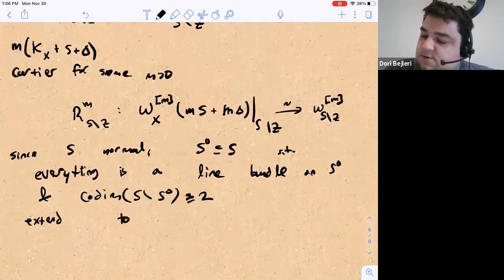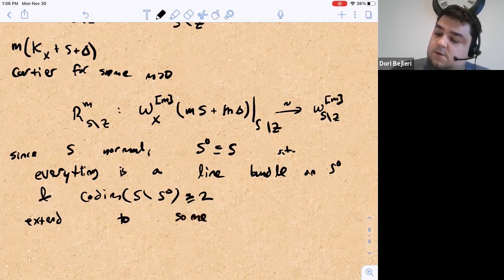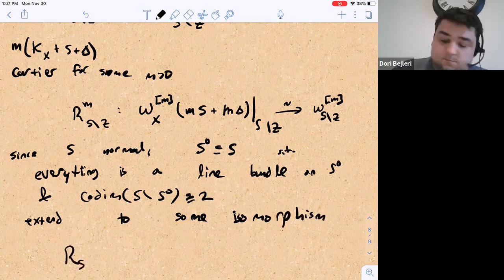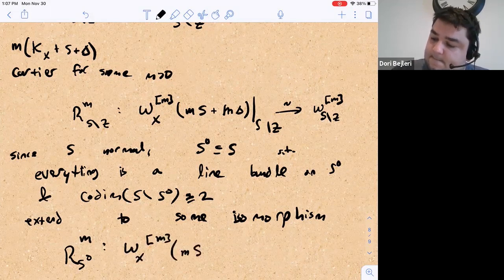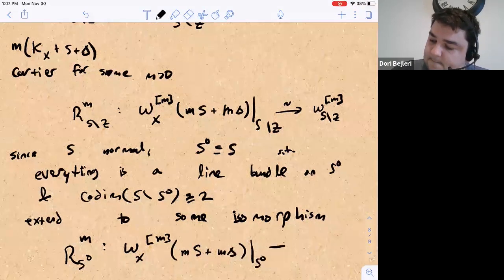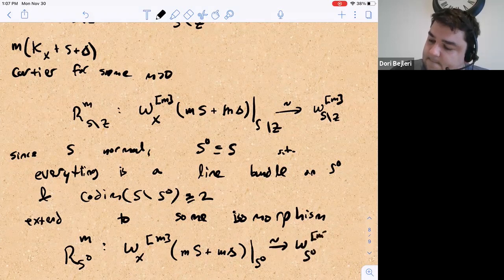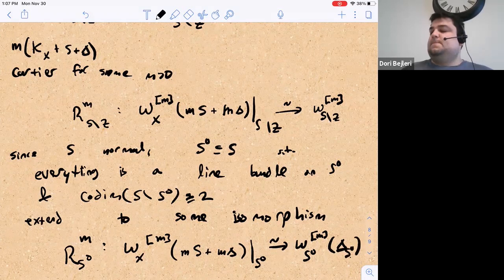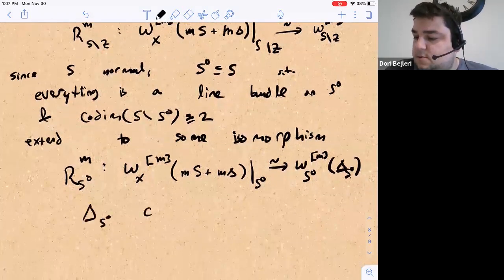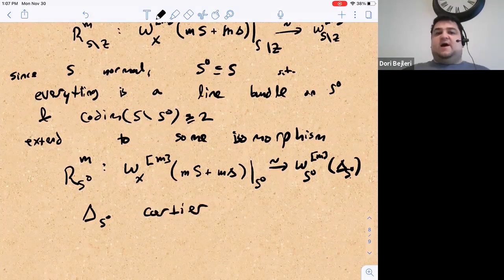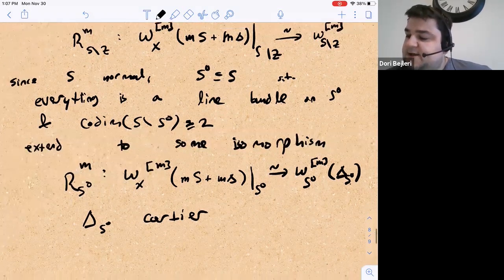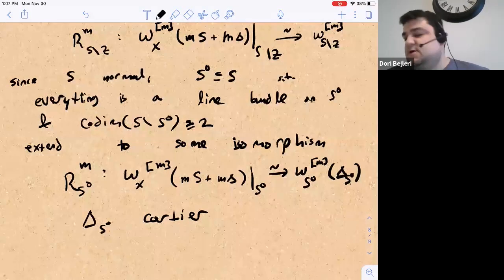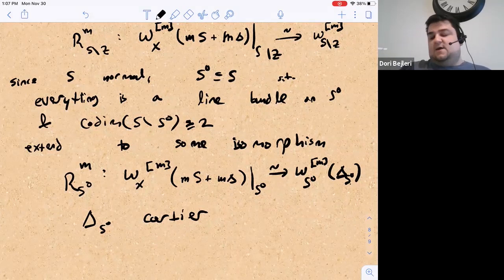So this extends to some isomorphism like this, where delta S0 is some Cartier divisor. So again, what's delta S0? It's just the divisor of zeros and poles of this rational isomorphism R. And so now, because S0 has complement codimension at least 2, then we can just push everything forward to S and get an isomorphism of divisorial sheaves.